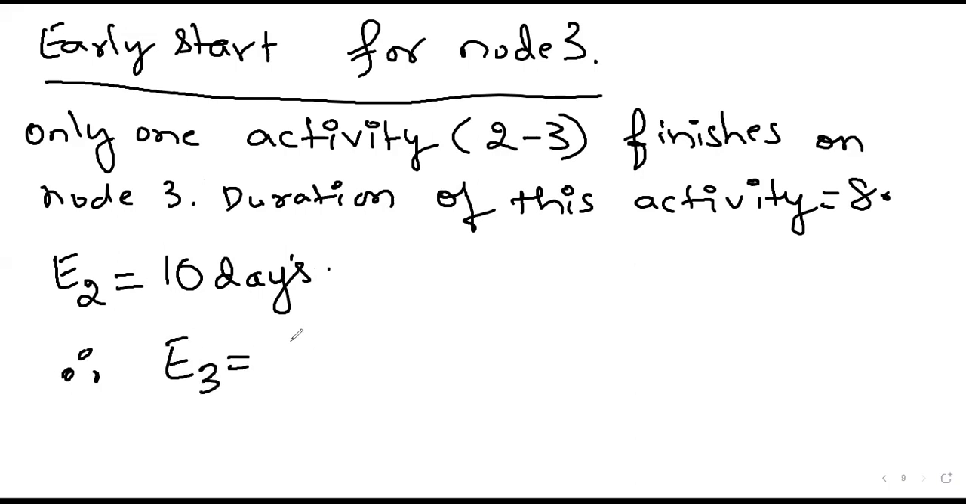What should be the equation? In this case it will be E2, not E1. Why are we not considering E1? Because E1 is already included in the calculation of E2. If we consider E1 again in this equation, it will be a repetition. So only E2 is considered. Whatever is written here, the same thing will come in the equation.